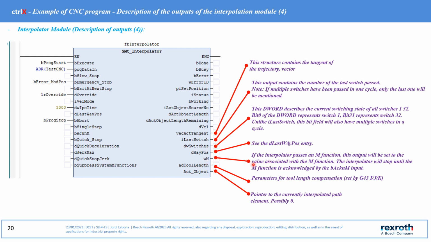WM. If the interpolator passes an M function, this output will show the value associated with the M function. The interpolator will stop until the M function is acknowledged by the B acknowledged M input. AD tool length. Parameters for tool length compensation set by G43, I, J, and K. Actual object. Pointer to the currently interpolated path element. Possibility to 0.